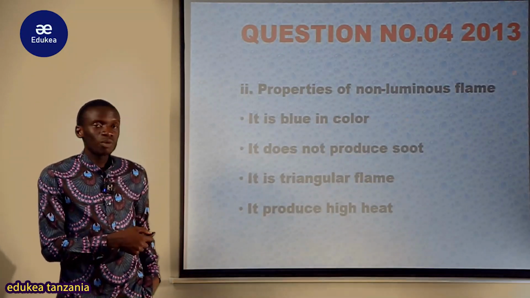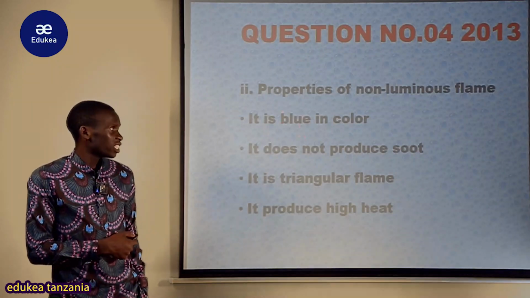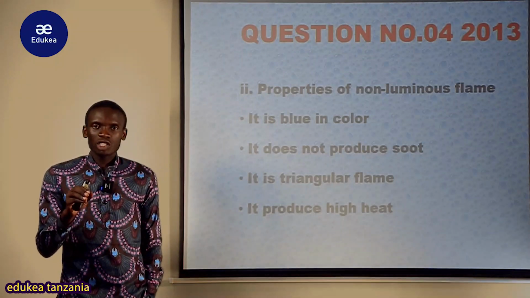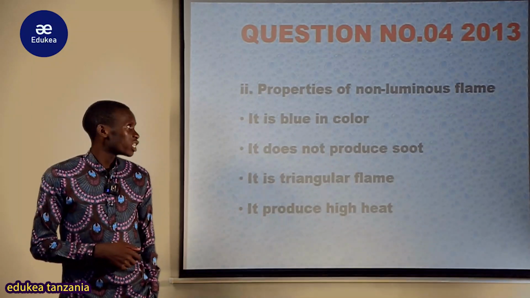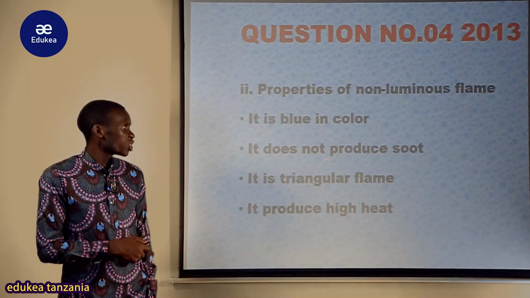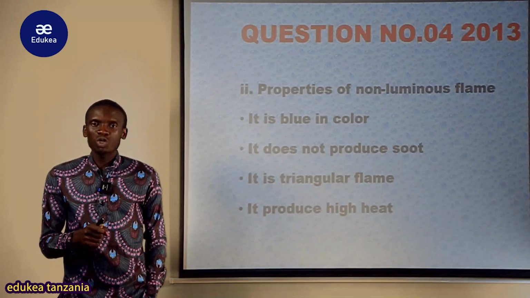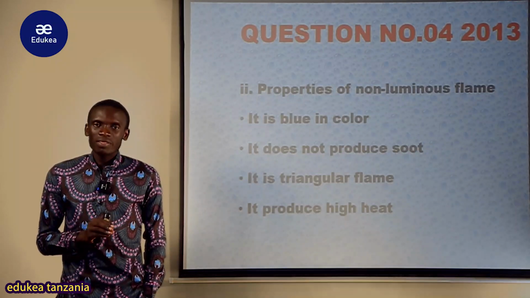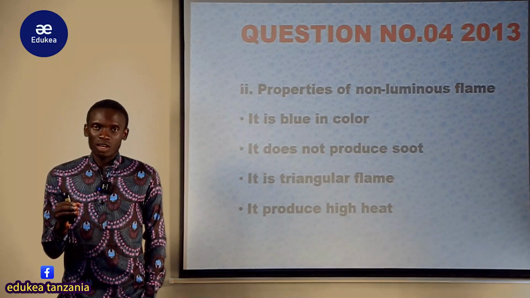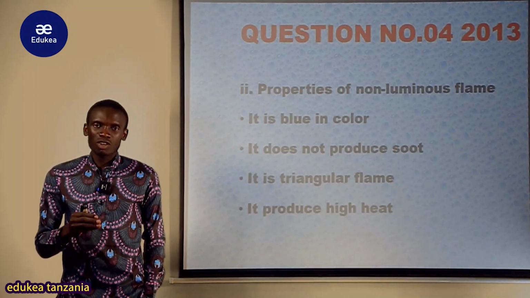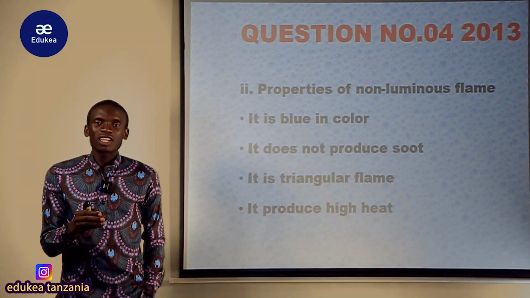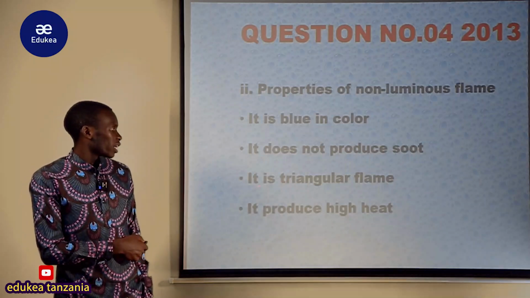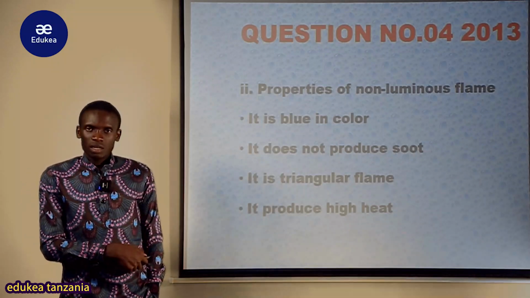Also, let's see the properties of non-luminous flame. Non-luminous flame, first, it is blue in color. So if you see the flame, it is totally blue. Also, it does not produce soot, because here there is a high amount of oxygen supplied. It means that the fuel tends to burn completely. If they burn completely, they do not produce soot. And if they burn completely, also it produces high heat.